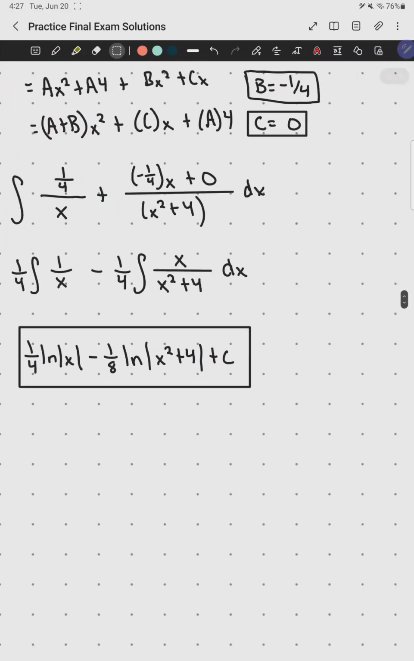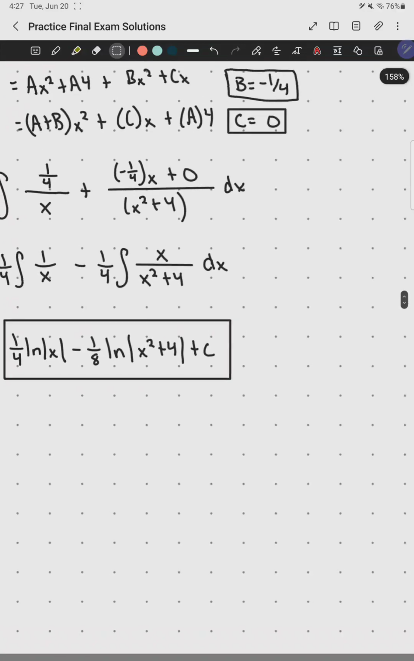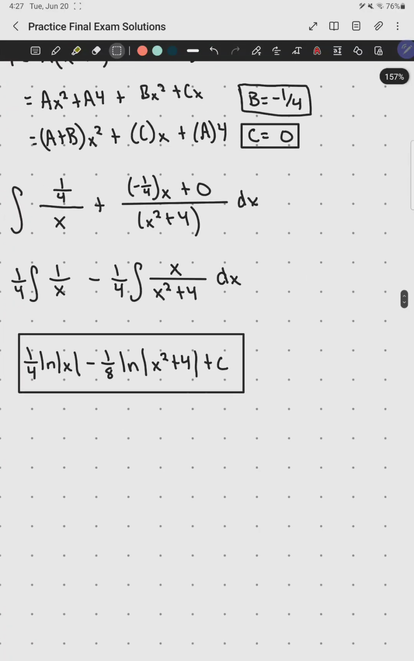So that'll be the end of this section. And then from here we'll move on to the next part.